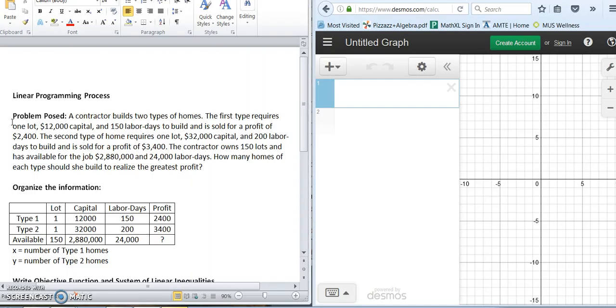$2,880,000 and 24,000 labor days. How many homes of each type should she build to realize the greatest profit? Well, the first thing I do is organize the information.